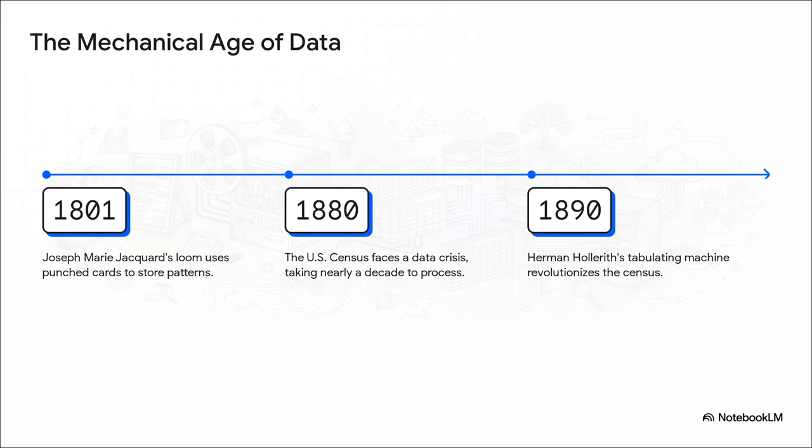Then jump ahead to 1880. The US Census is in total crisis mode. It was going to take them almost a decade to count everyone by hand. That's when an inventor named Herman Hollerith, inspired by watching train conductors punch tickets, had this lightning bolt idea. What if we could punch data onto cards and get a machine to do the counting?